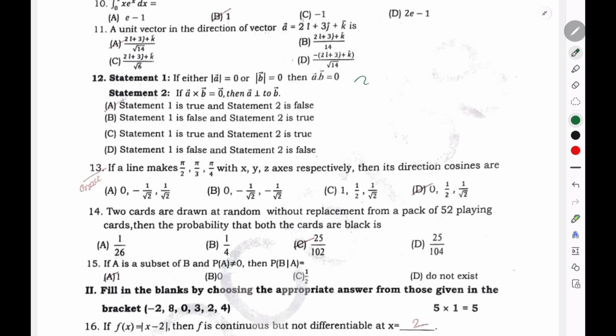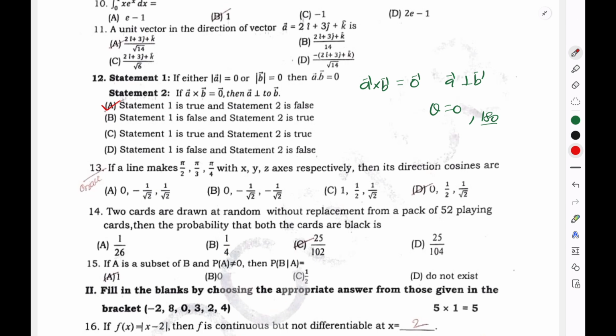Statement number 2 says that if A cross B equals 0, then A is perpendicular to B. It is not. Actually, whenever A cross B is 0, that time your vectors are collinear vectors. That time the angle between them is either 0 degree or 180 degree. Okay, so statement 2 is false. So option A is correct. Statement 1 is true and statement 2 is false.